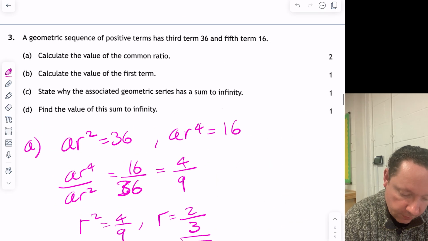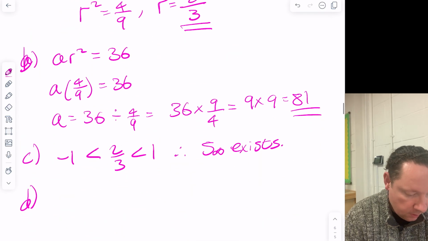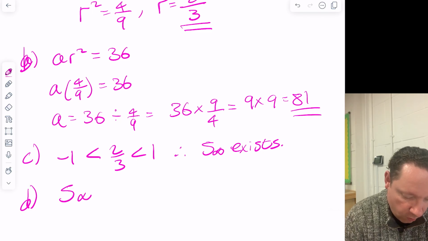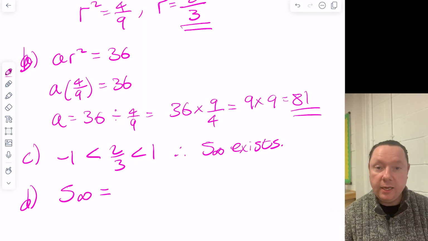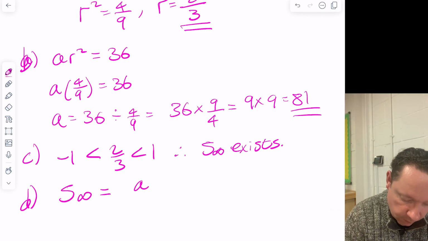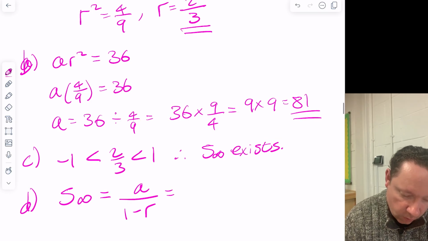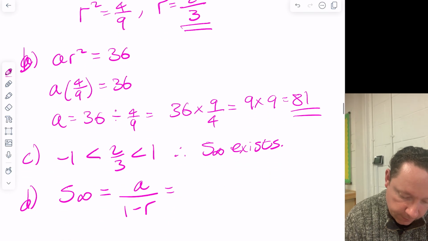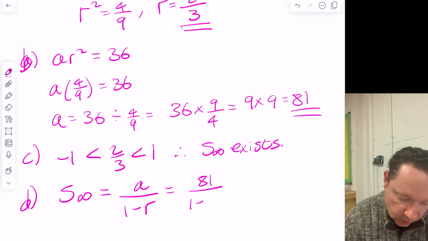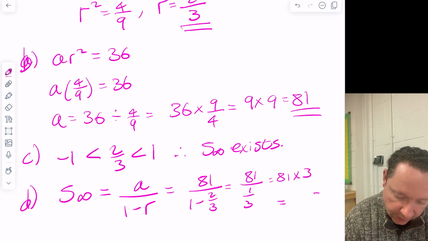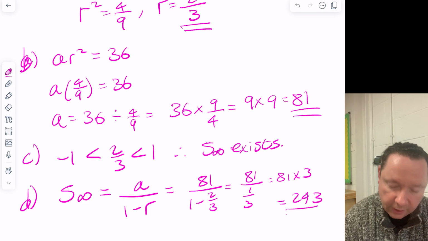Question D. Find the value of the sum to infinity. So the sum to infinity for this sort of sequence is A over 1 minus R. So that is 81 over 1 minus 2/3. 81 divided by 1/3. That's 81 times 3 then. 3 ones is 3, 3 eights is 24, so 243, and we're done there.